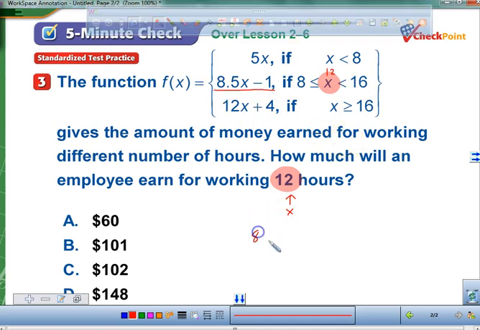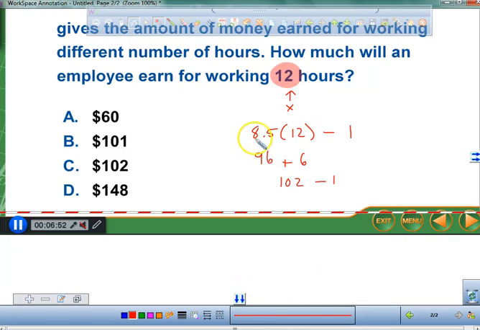How do we use it? Use it like this. You do 8.5 times 12, and you take away 1. So 8.5 times, what's 8 times 12? 8 times 12 is 96. What's half of 12? 6. You add them together, you get 102.